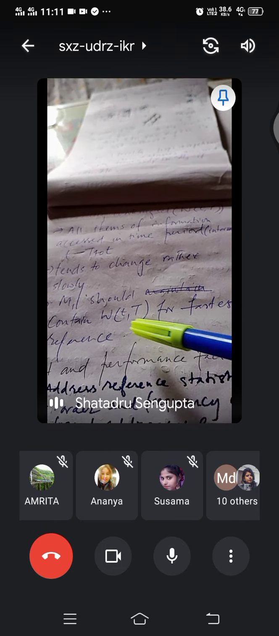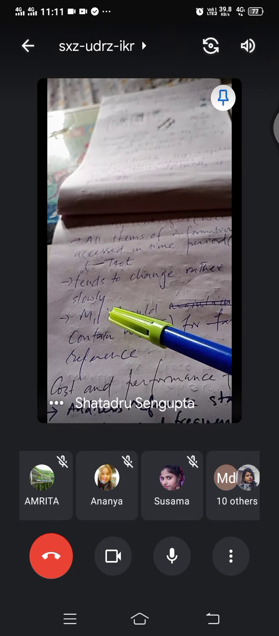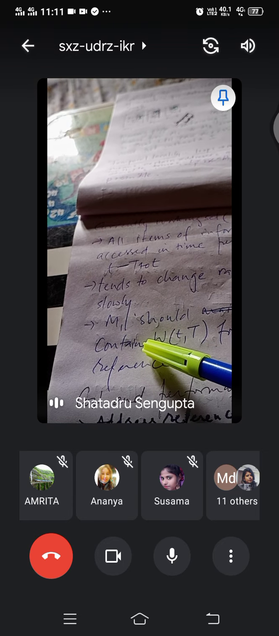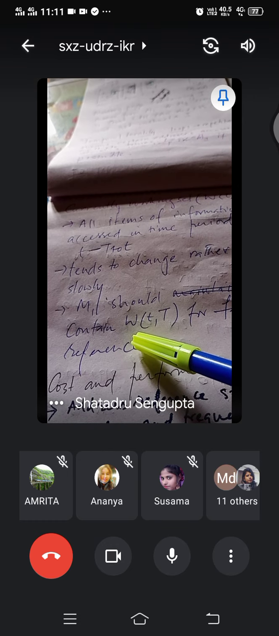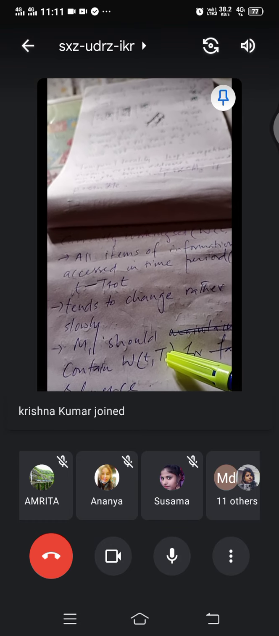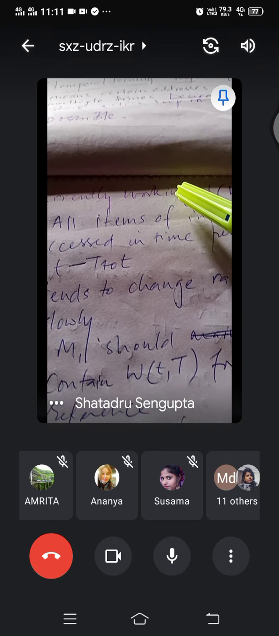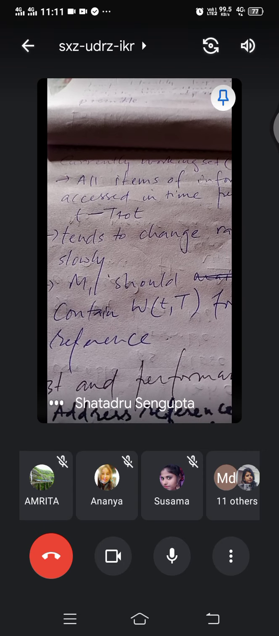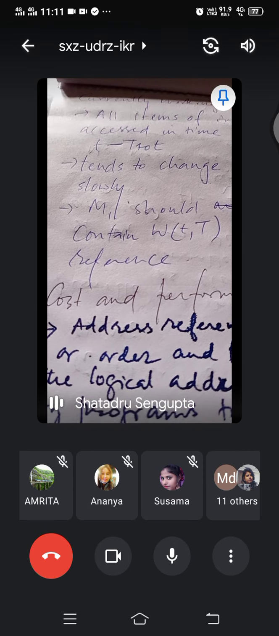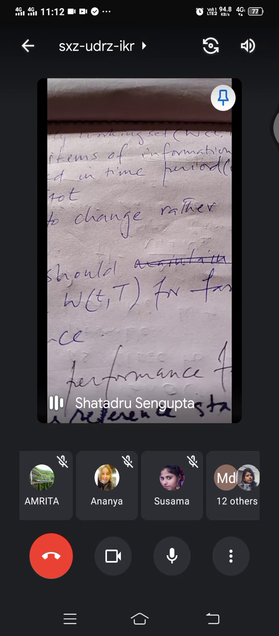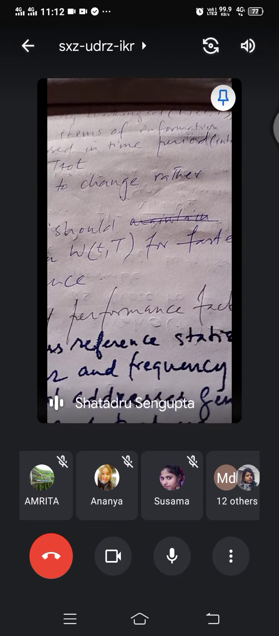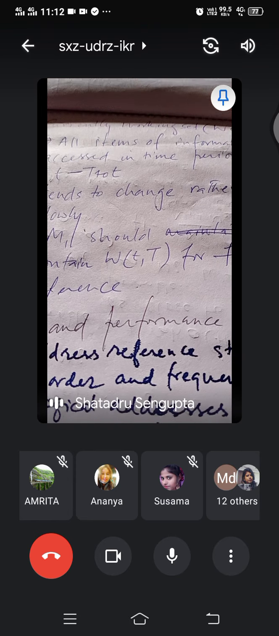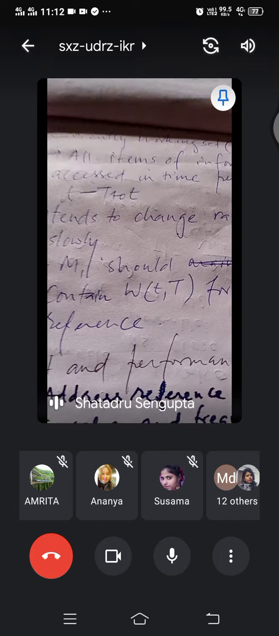Now, for the fastest reference, M1, that is the memory which is directly accessible by the CPU, should contain this entire currently working set. So for any program, obviously, if you change from program to program, the currently working set may very well be different. But let's talk about just one program. When we're talking about just one program, this currently working set generally changes very slowly.